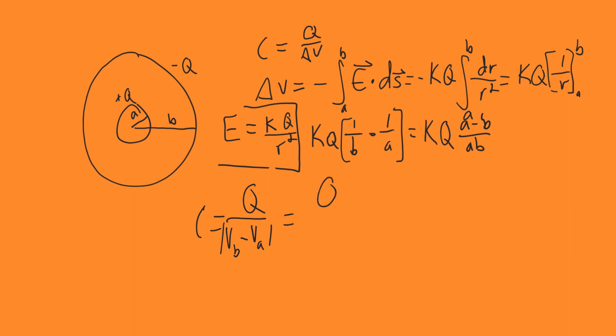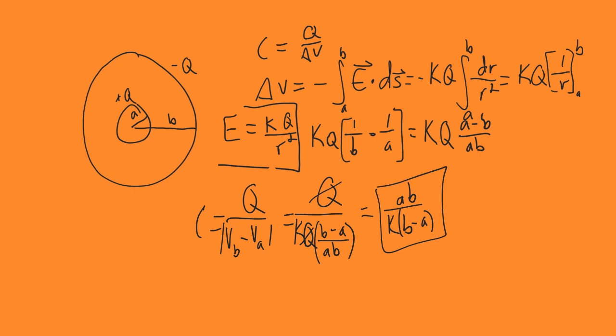So it's going to be Q over KQ. And then it's going to be B minus A. That absolute value switches it around. And divided by AB. So our Q's cancel. And then we can flip this since we're dividing by a fraction. So it's going to be AB over K, B minus A. And that is the capacitance of concentric spheres.